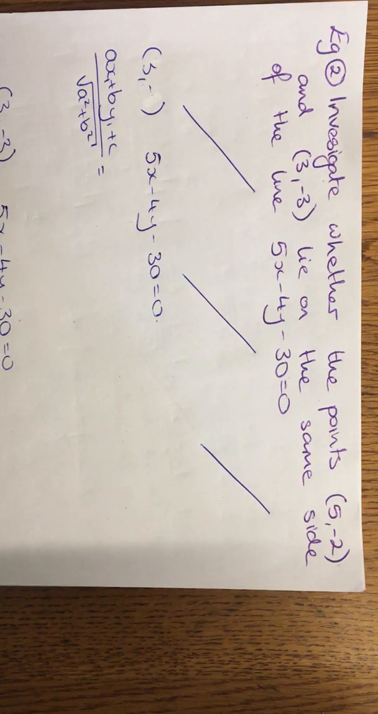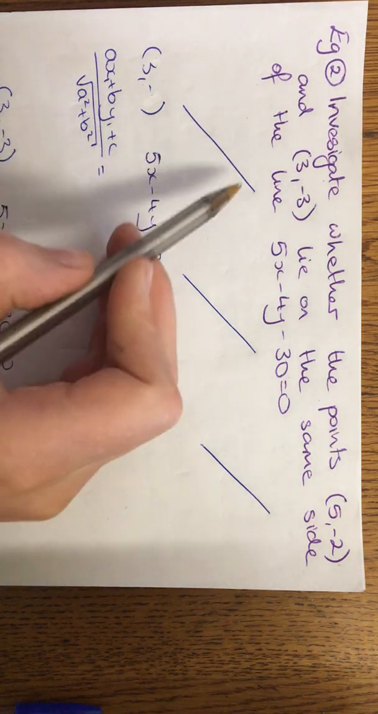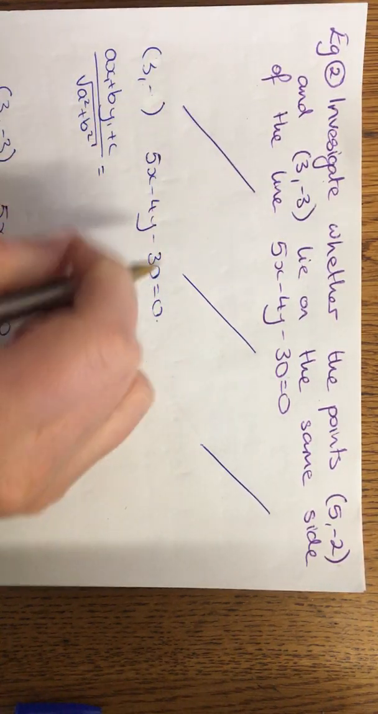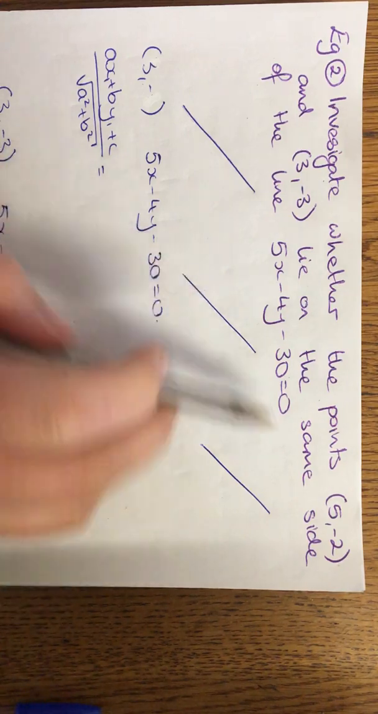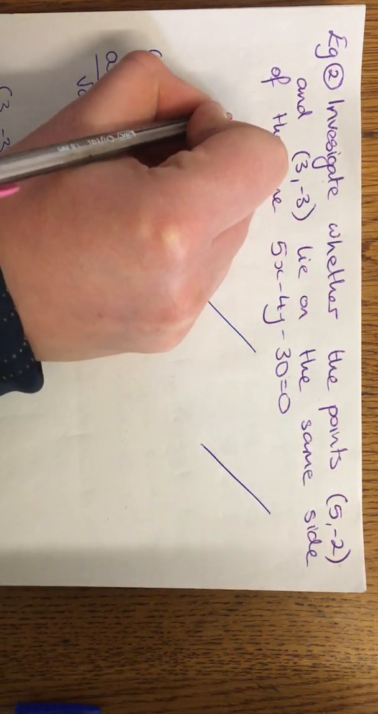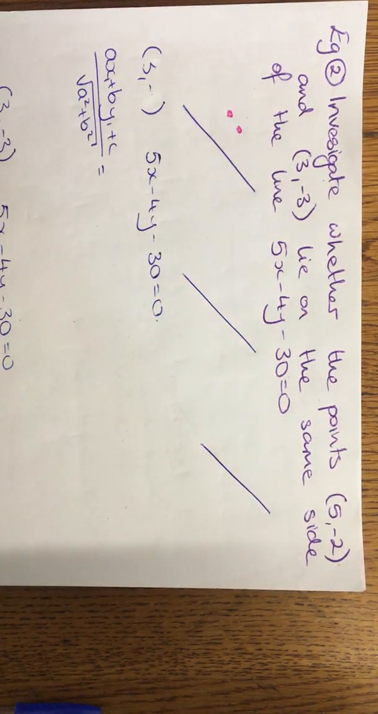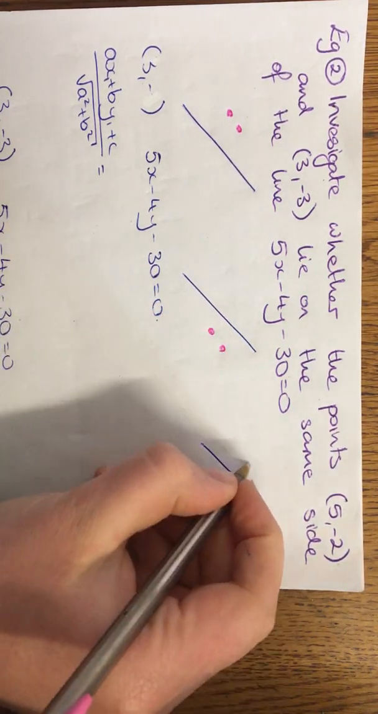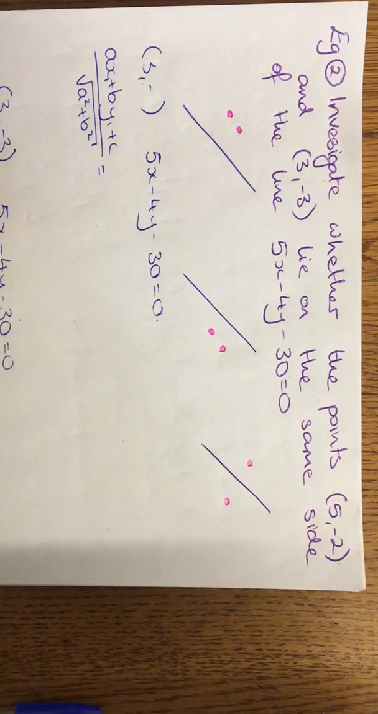Example 2: investigate whether the points (5, minus 2) and (3, minus 3) lie on the same side of the line 5x minus 4y minus 30 equals 0. What I'm saying there is, say this is your line 5x minus 4y minus 30 equals 0. I have three different possibilities. These two points could both be over here on the left, they could both be over here on the right, or you could have one on either side.